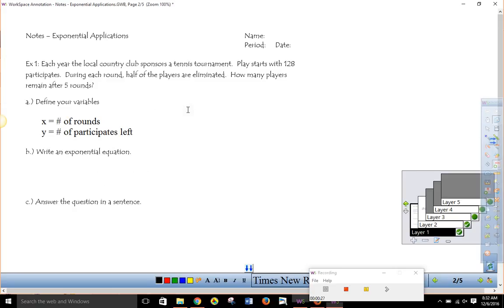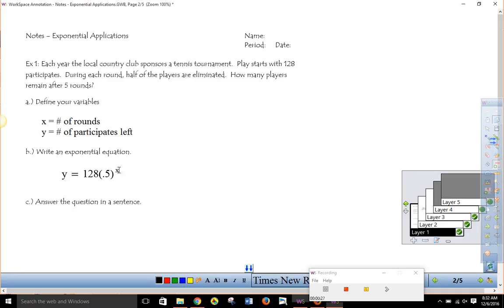So you need A, which is your initial value, your starting value, and that would be this 128 participants. And then if half of them are eliminated every time, then you're multiplying by half. And 1/2 is 0.5. You could leave this as a fraction if you wanted to, as 0.5. That would be perfectly fine. Okay? So this is your equation. Keep in mind that when they ask for the equation, you need to keep Y as Y and you need to keep X as X.